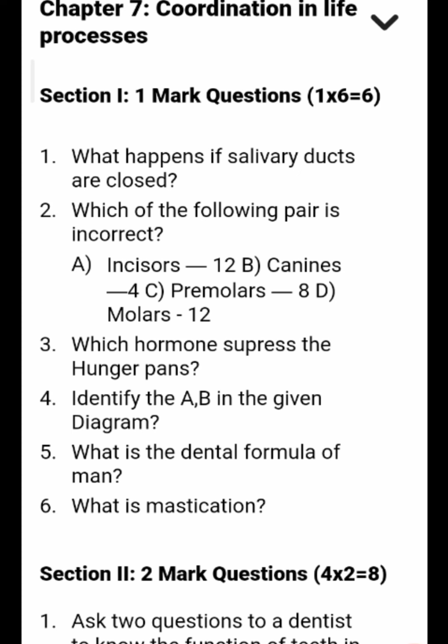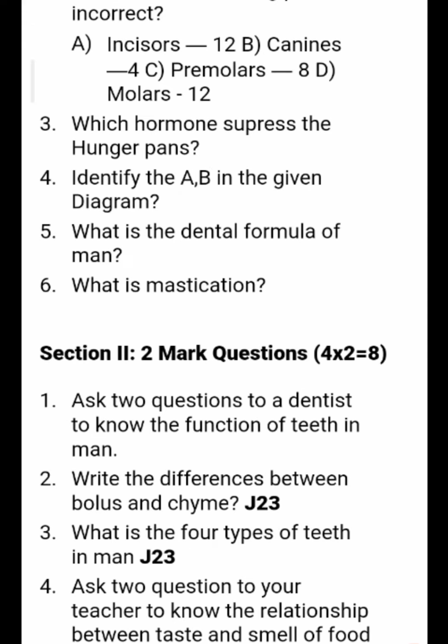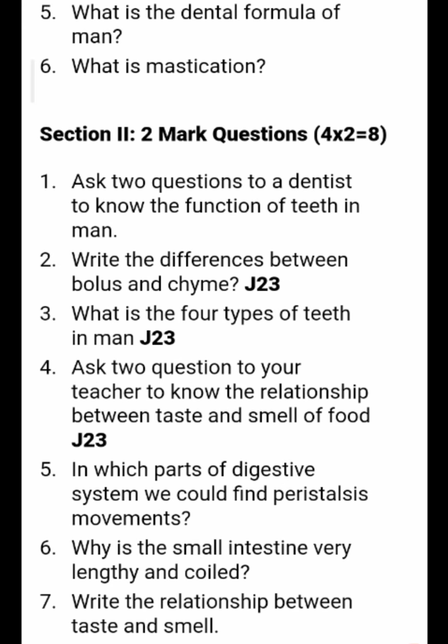Next, what is mastication? 2 marks questions. Ask 2 questions to a dentist to know the function of teeth in man. Next, write the differences between bolus and chyme. Next, what are the 4 types of teeth in man? Next, ask 2 questions to your teacher to know the relationship between taste and smell of food.